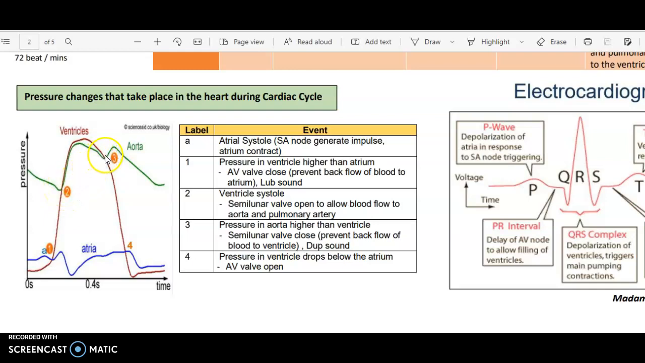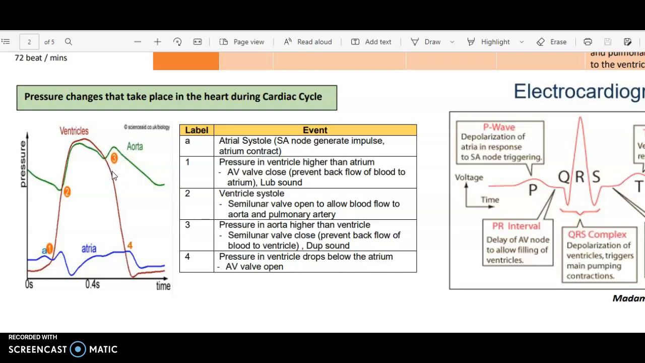At point number 3, the blood has already entered the aorta, causing the pressure in the aorta to be higher than the pressure in the ventricle. So at point number 3, the semilunar valve closes. Why? To prevent backflow of blood from the aorta to the ventricle. And at point 3, the second sound is produced, ndap. Why? Because of the vibration of the semilunar valve when it closes.